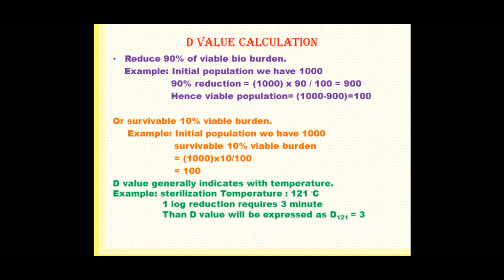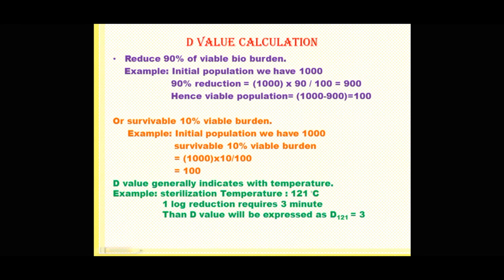So D-value is generally indicated with temperature. Example, we have done sterilization at 121 degrees centigrade. 1 log reduction requires 3 minutes. Then the D-value will be expressed as D121, meaning the D-value at 121 degrees centigrade is 3 minutes.